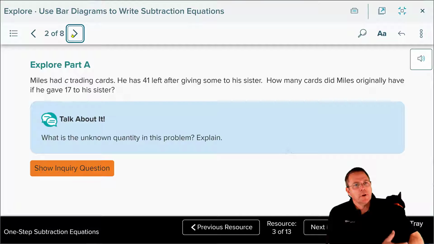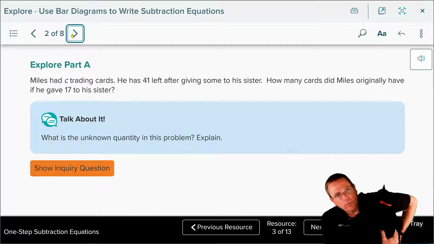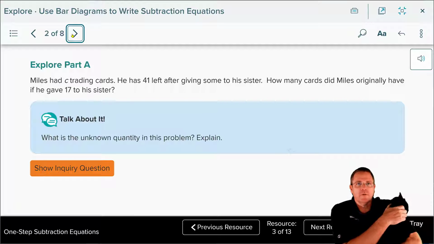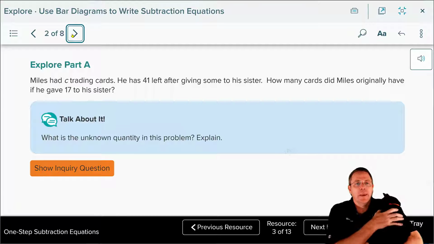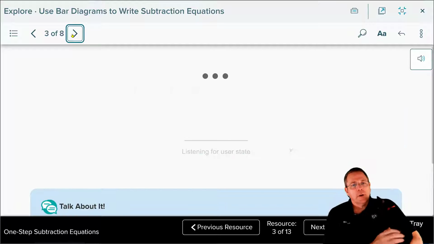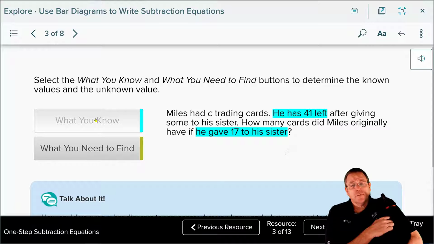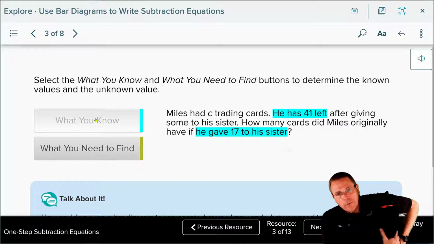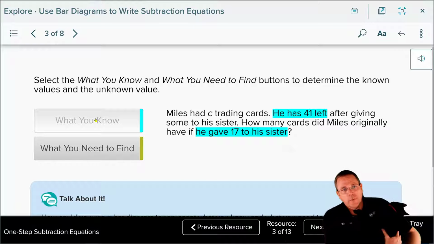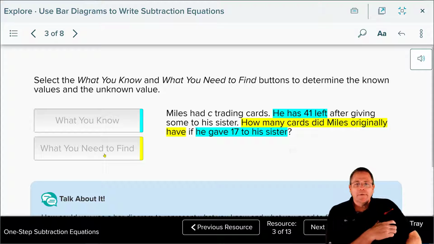To get into this one, we're going to say Miles had C trading cards. Remember, C is nothing more than a variable that represents some unknown number of cards. He has 41 cards left after giving some to his sisters. How many cards did Miles originally have if he gave his sister 17 cards? From here, we're going to work on building what we know. What we know is that he has 41 cards left, and we know that he gave 17 cards to his sister. What do we need to find? We need to find out how many cards Miles originally had. That is the question we're working to solve.